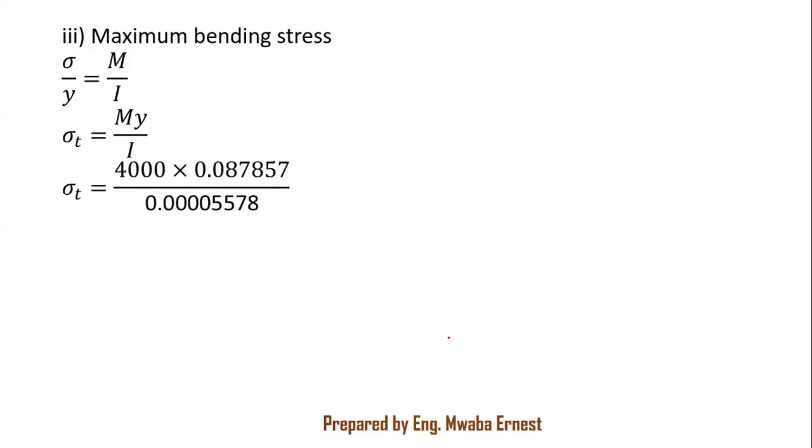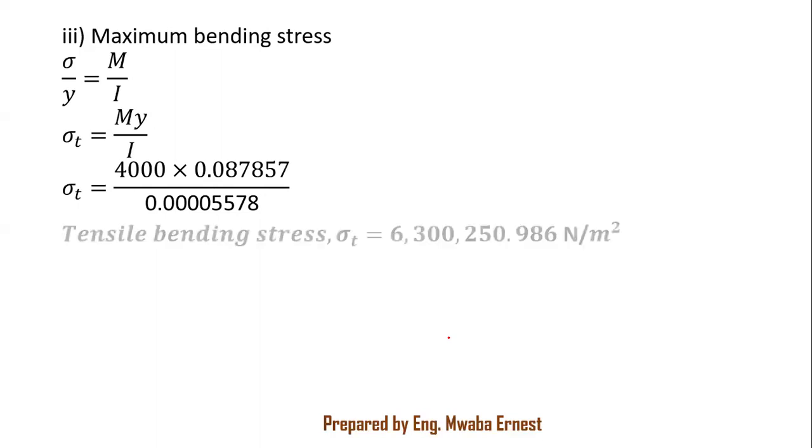And M is 4,000. Our Y, considering what we got, is 0.087857. Then I is 0.00005578. And as a result, our tensile bending stress becomes 6,300,250.986. Now, this is on the lower side. What about the upper side?